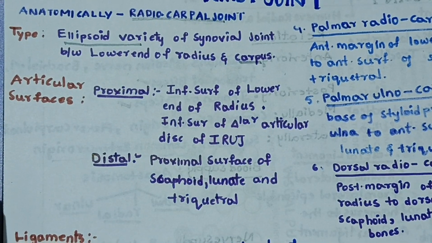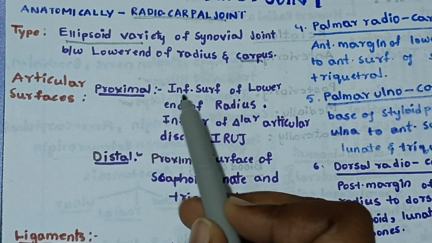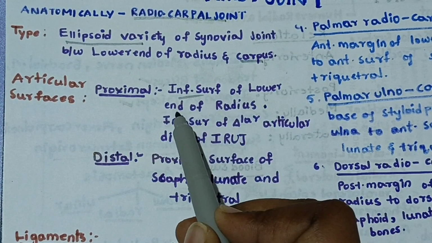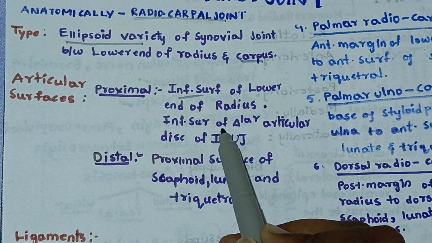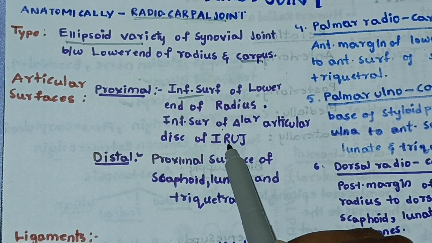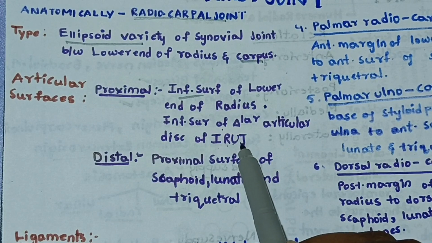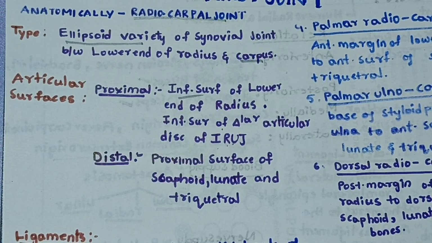So what are the articular surfaces? The articular surfaces are, proximally, the inferior surface of the lower end of the radius and the inferior surface of the triangular articular disc of the inferior radio-ulnar joint. So, the inferior surface of the lower end of the radius. The lower end of the radius contains 5 surfaces.